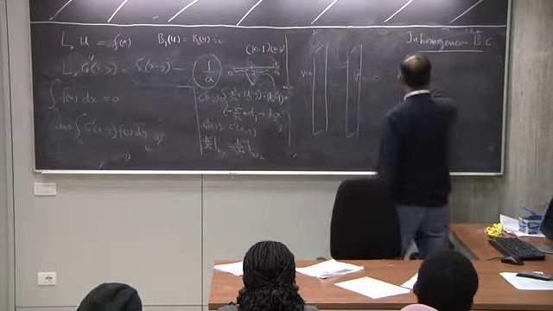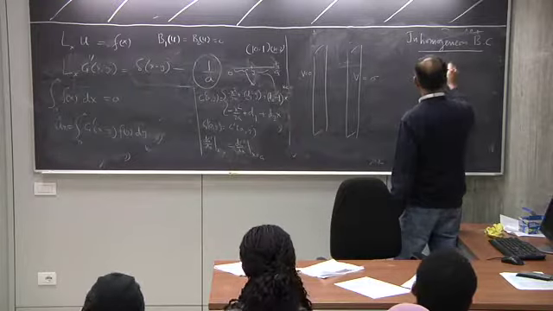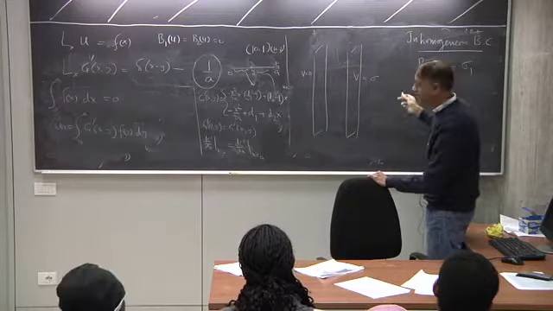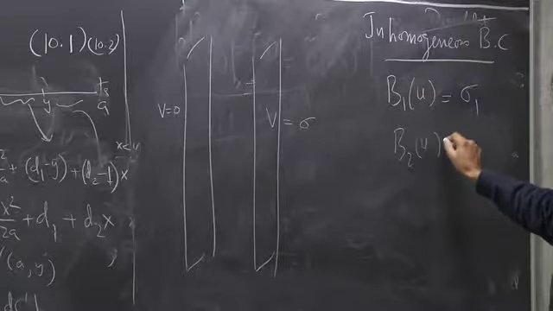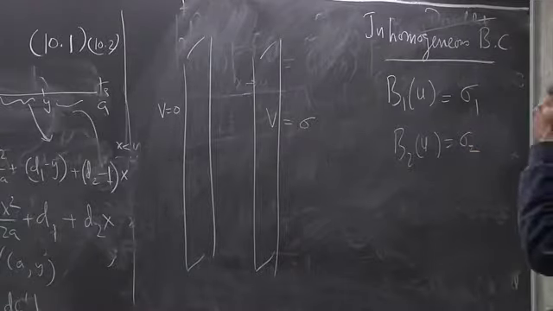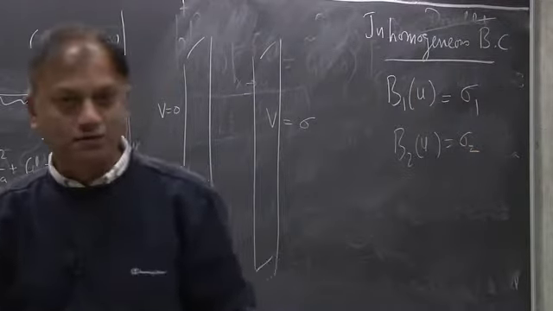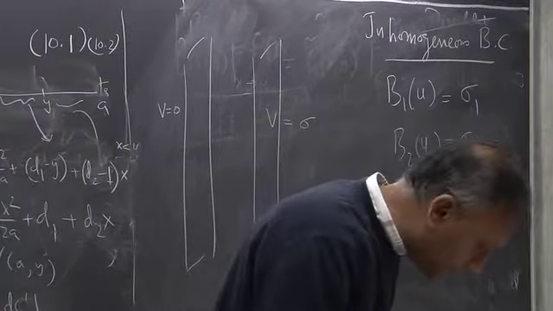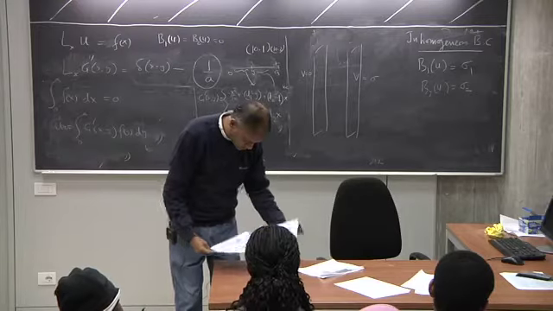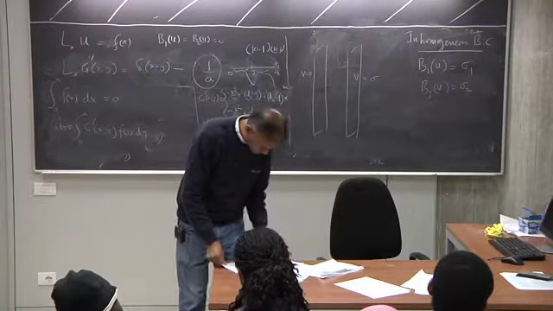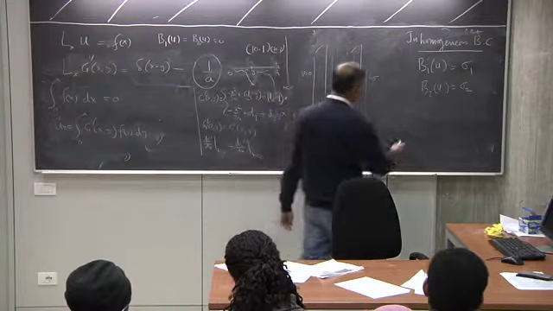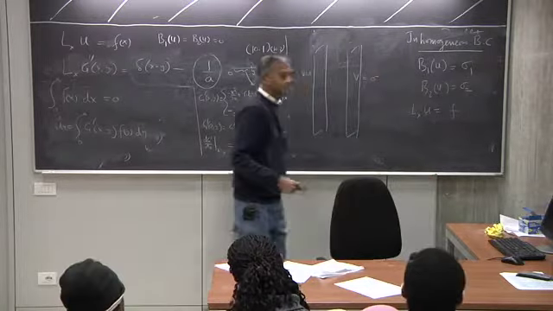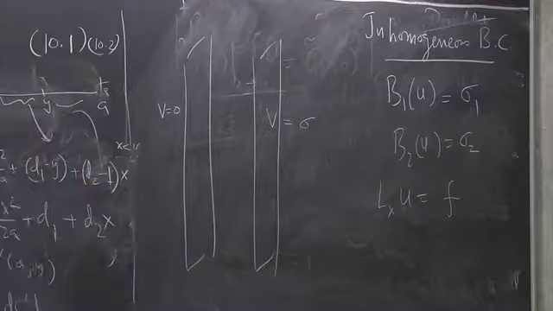So now what we are saying is that instead of choosing B1 u equal to 0, we choose B1 u equal to some constant sigma 1, and B2 u equal to sigma 2. And the question is, how will we solve this equation now? In general, the equation will also be inhomogeneous. So we want to solve Lx u equal to f. Say this is the equation we're looking for.